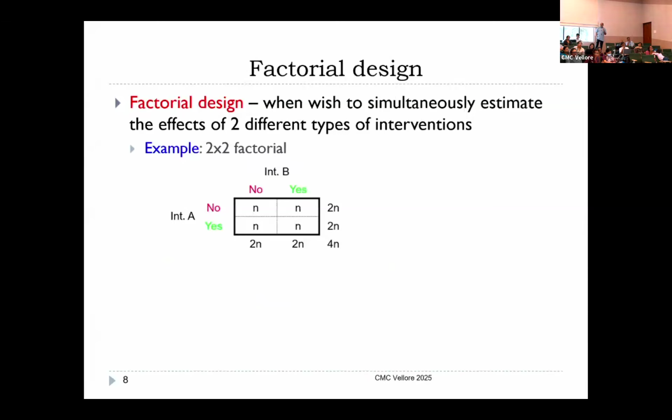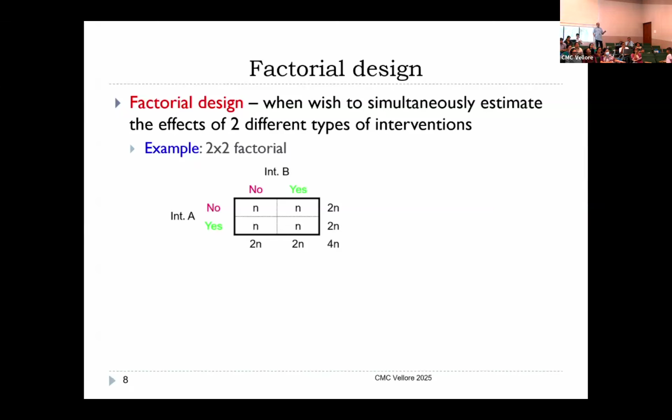Factorial design is a very attractive design. It's often used. We at our institute use it a lot. And what are we doing here? We have two different types of interventions, and we want to use the same patients to answer both questions. Does intervention A work, yes or no? Does intervention B work, yes or no? So the factorial design has some benefits, but also some potential pitfalls.